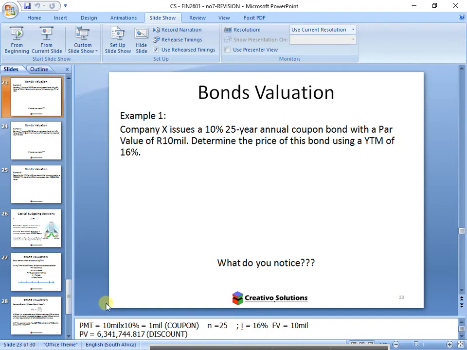Okay, next one, guys. Question 2. Nice and simple. Identify variables, substitute and solve.